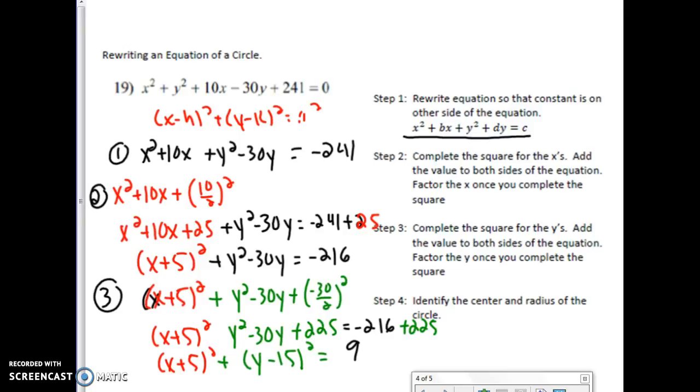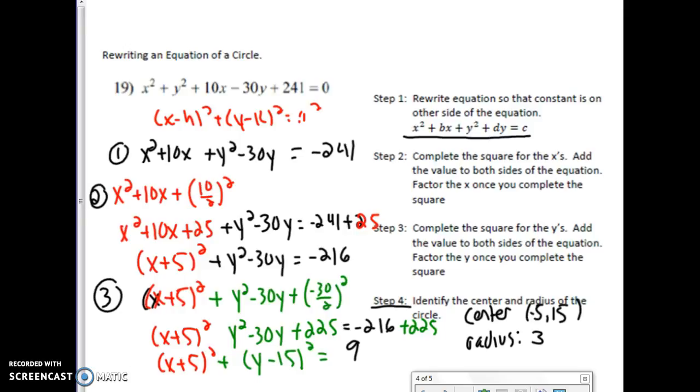Now, what I want to do for step 4 is just identify what my center is. Well, center is plus 5, makes that a minus, negative 5 for my x, and then positive 15 for y. And then my radius will turn out to be positive 3.